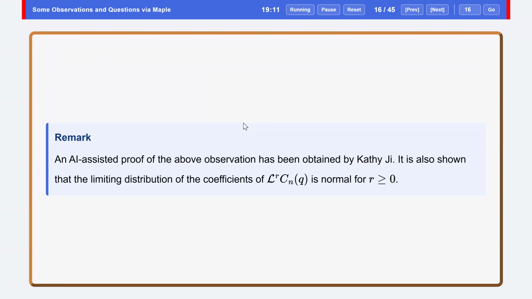And interestingly, an AI-assisted proof of the above observation has been obtained by KCG. It's also shown that the limiting distribution of the coefficients of the higher order p_k is normal for any non-negative r. So I'm really impressed by the power of AI-assisted proofs. It works in this case, which does not seem obvious to me.